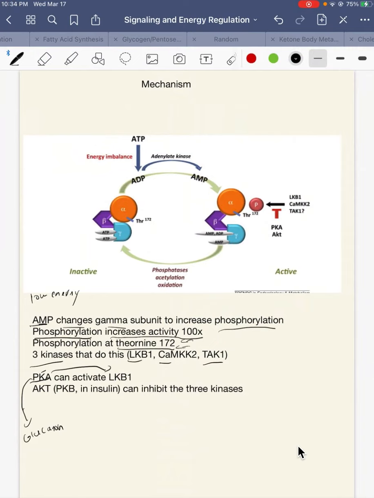Okay, so AKT, which is PKB. We talked about PKA and PKC, which are in the GPCR pathway. PKB is in the insulin pathway, which we'll talk about in a second. Insulin does the opposite of glucagon, so insulin probably wants to inhibit these three kinases. Another name for PKB is AKT.